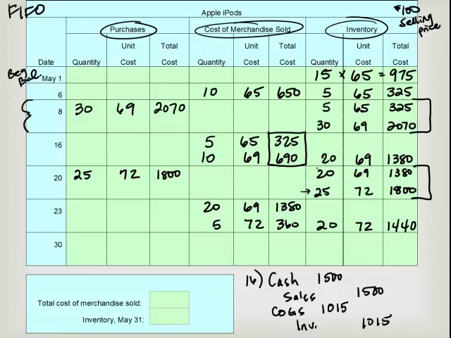Okay, then on the 30th, we purchased 18 units, $71 apiece, $1,278. So our inventory is 20 $72 units and 18 $71 units.